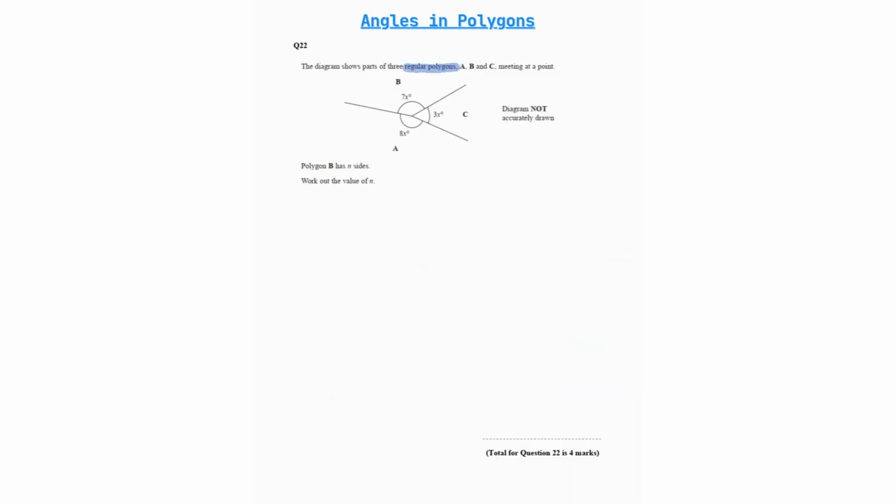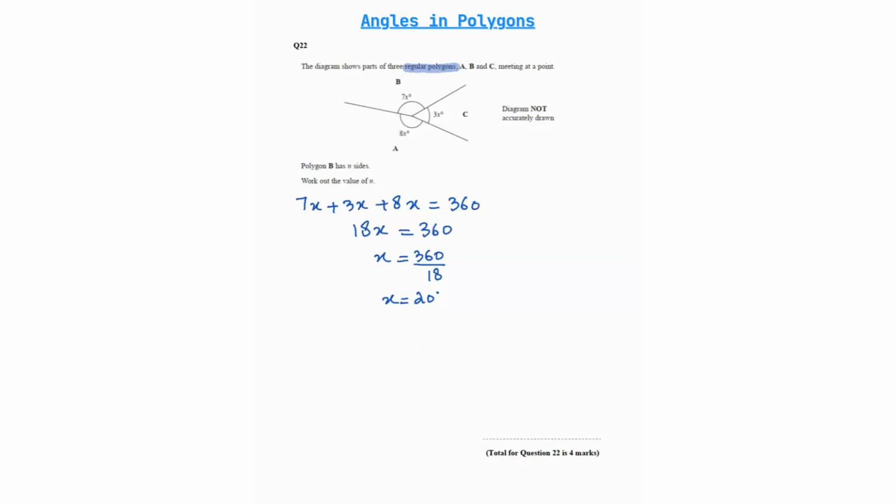So we know when angles meet at a point, all of those angles add up to 360. So that means we can rewrite this as 7x plus 3x plus 8x equals 360. That's 18x equal to 360, which is x equal to 360 divided by 18, and that's 20. Our focus is on finding the sides for polygon B.